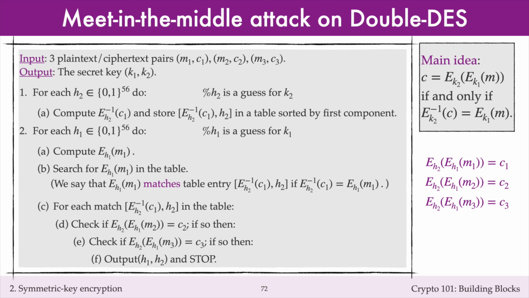So I need to justify that if the attack finds a key H1, H2, which encrypts M1 to C1, M2 to C2, and M3 to C3, then with probability essentially 1, H1, H2 must be the secret key K1, K2. I'll do this by showing that there is essentially only one double-DES key that encrypts M1 to C1, M2 to C2, and M3 to C3. And so, if we find such a key, then, with very high probability, it must be the secret key K1, K2.